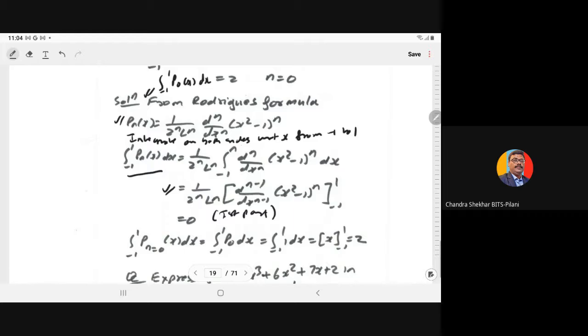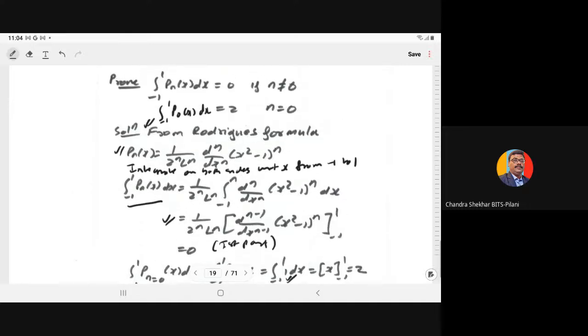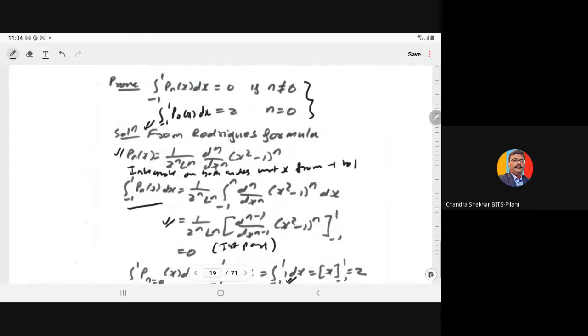Now in the second part, you have to compute the integral of P0(x). So in this case, the integral from -1 to 1 of P0(x) dx, and we know that P0 is equal to 1. Earlier we have given this value. So P0(x) is equal to 1. So when we have 1, the integral will be x with the limit -1 to 1. So 1 minus of minus 1 will become 2. So here we have the proof of this integral. Clear?